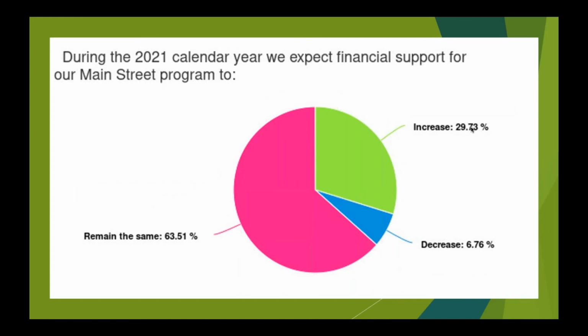And then during the 2021 calendar year, we expect financial support for our Main Street program too. The majority of the folks said remain the same, and about 30% said increase, with a small percent saying decrease. And so this right here, this is the good stuff, to be able to see that the majority of people expect, especially coming up with new fiscal years, that their financial support will remain the same or increase. That's great news.